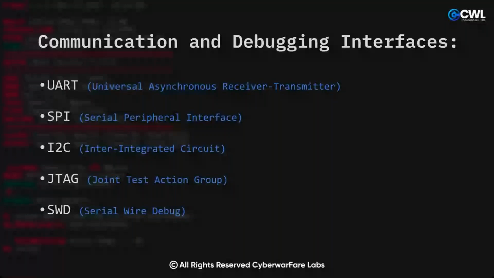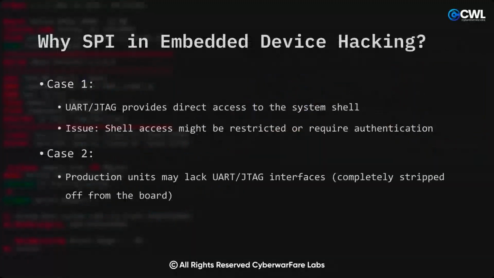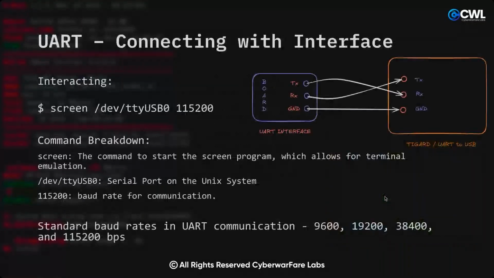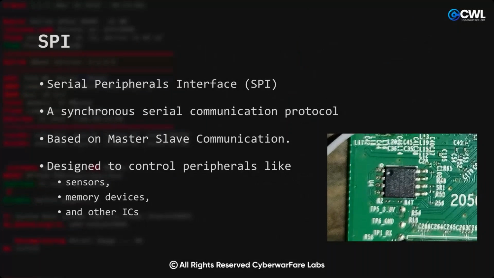Then we have SPI, serial peripheral interface. It is useful for extracting and analyzing the firmware from an SPI or SOIC memory chip. If you don't want to connect with UART, or some authentication or login is required, you can use SPI to dump the firmware. And the best part about SPI is that even if your board is broken, you can desolder the SPI chip and connect using a test clip or test hook, and without the help of the board, you can extract the whole firmware.